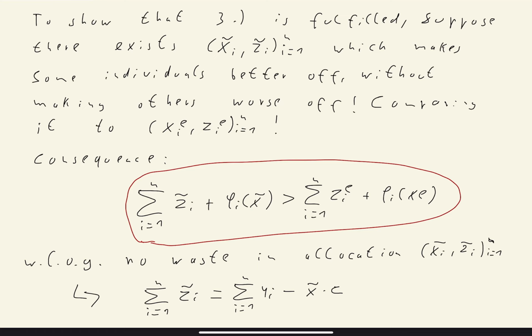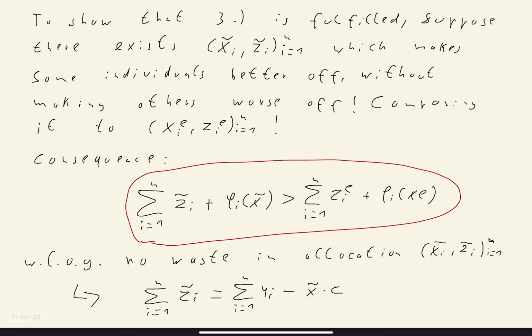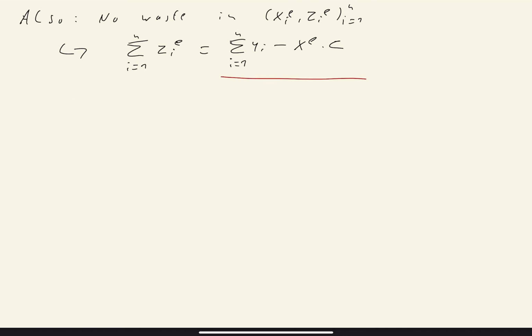And that's what I will be doing now, because if you consider that there is no waste in allocation, you can see that the sum of endowments appears here and it appears here. So it will cancel out from this inequality, and we are left with a reduced amount of things that we need to care about when wanting to derive a contradiction. So that's the idea. So what will I do now? Well, I will simply substitute for the sum of zi tilde and the sum of zi E with the corresponding expressions here and here.